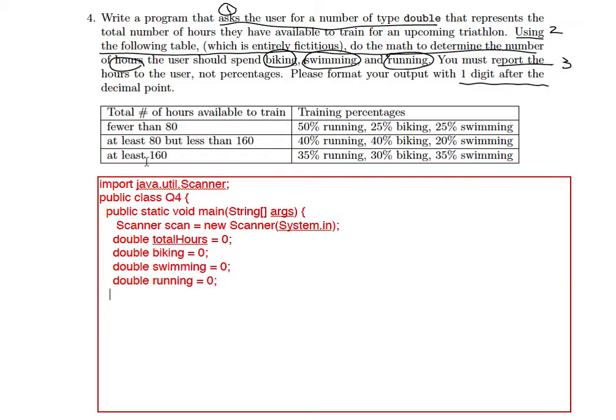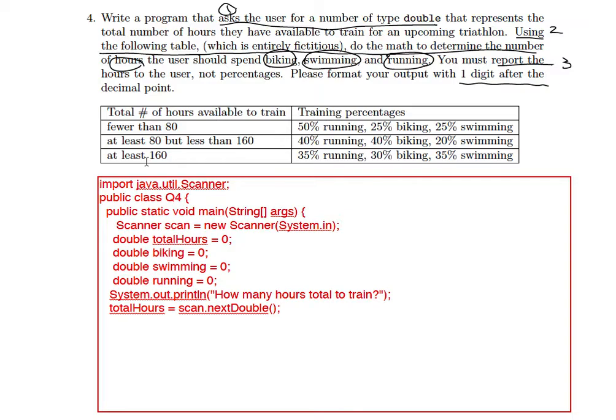I'll print out a message to the user. So, how many hours total? Train. And the user will input something which I will now store in total hours. Total hours equals, there's my scan, dot next int. I'm not doing any error checking here. Oops, not next int, next double. I'm not doing any error checking here because I don't have room to do it, I don't think. And it doesn't say I have to do it. Okay, so now I'm finished with the number 1 above that I've marked number 1.